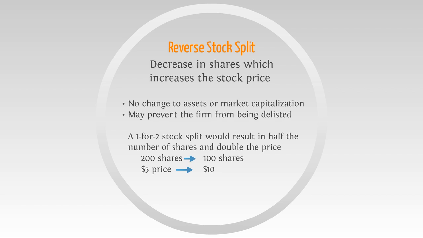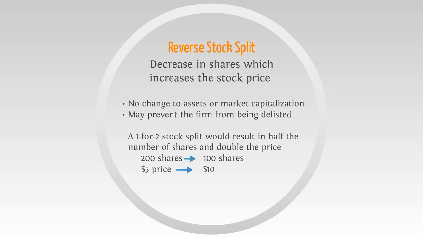We have the reverse split, which will reduce the number of shares and increase the share price. So in our example, we have 200 shares at $5, which is converted after the reverse split to 100 shares at $10 a share. And in this case, this is normally done to boost up the share price because there are certain minimum share prices that have to be maintained so that you can keep trading on some exchanges.